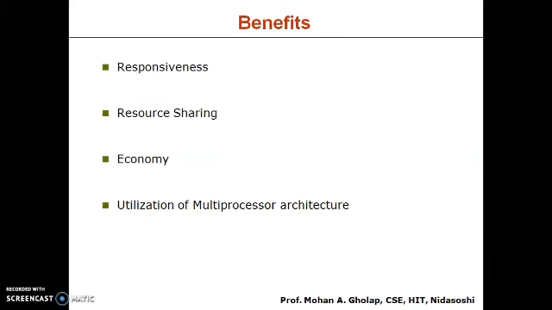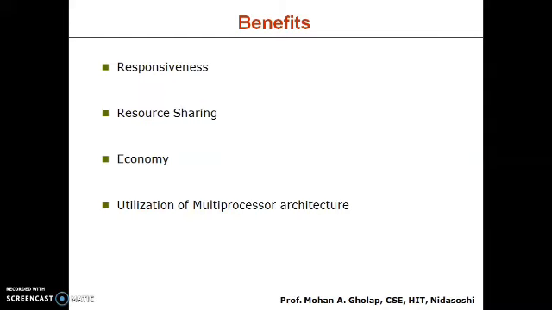The third one is economy. The same thing, whatever discussion we had, because if you go on creating a number of processes, for every process you have to allocate different segments, that is data structures. But if you create a number of threads, it is not required. It will increase the resource sharing, so in turn it will become the economical one.